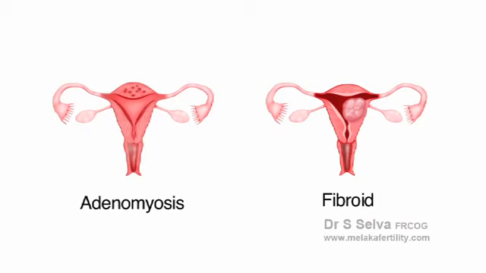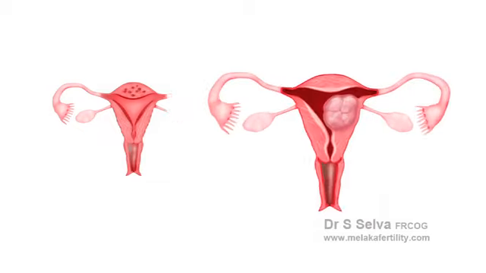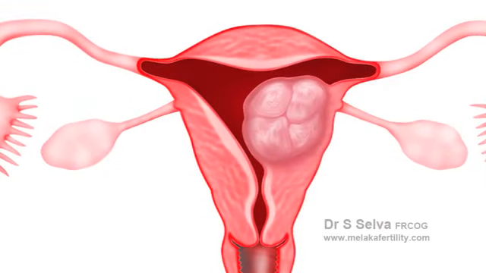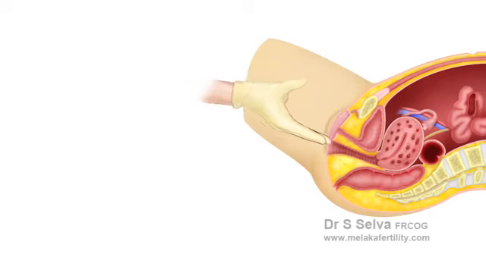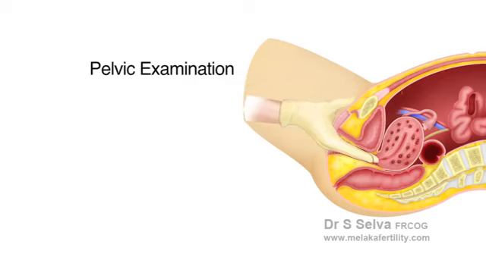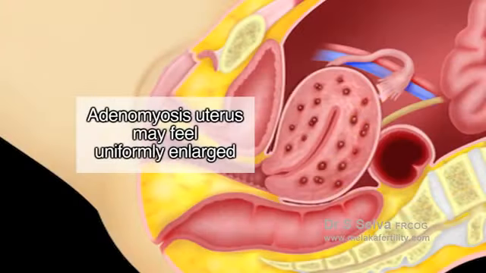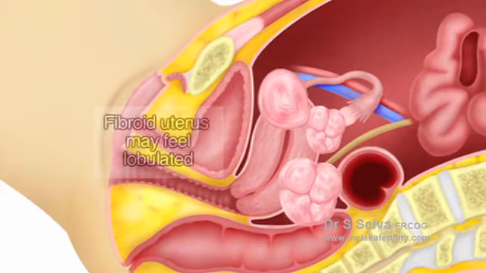Adenomyosis is often confused with fibroids. Both adenomyosis and fibroids cause enlargement of the uterus. However, fibroids usually do not cause pain during menstruation. In adenomyosis, pelvic examination may reveal an enlarged uterus and tenderness of the uterus and the pouch of Douglas. The uterus is usually uniformly enlarged in adenomyosis, whereas in fibroids, the uterus may feel lobulated.